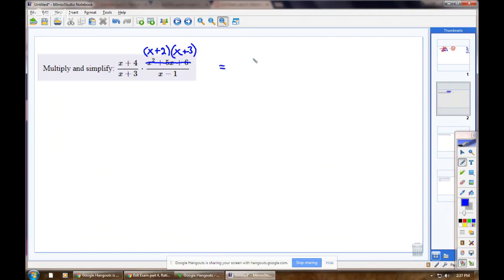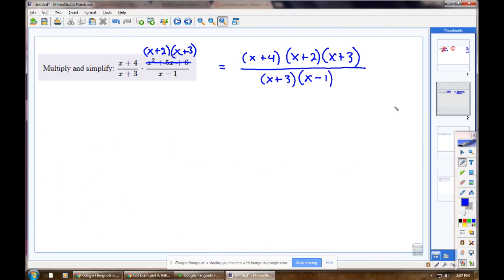Whenever you multiply, you get a bunch of stuff multiplied in the numerator and a bunch of stuff multiplied in the denominator. So that's my numerator, and my denominator would be x plus 3 times x minus 1. Now, everything in the top and bottom is connected by multiplication. Anytime you multiply by a number and then divide by that same number, you have a number divided by itself, which is 1.